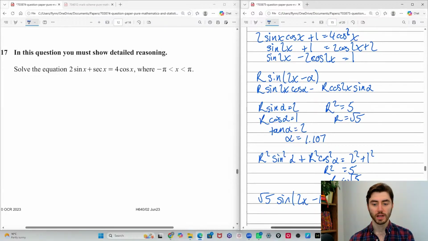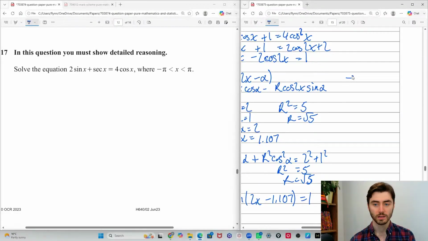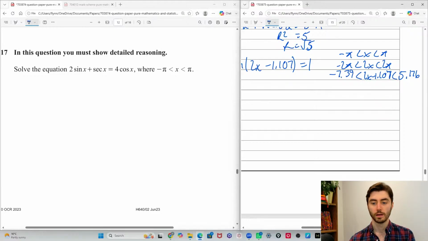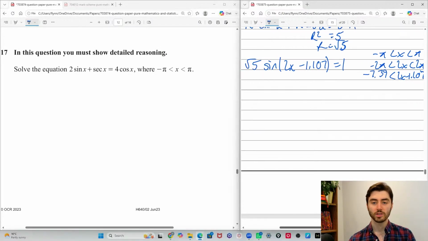And we need to transform our interval at this point. So if it was minus pi to pi for x, let's double it up first and then subtract. So minus pi minus 1.107 is minus 7.39. You can't see a thing that I'm doing. And on the top end would be 5.176. So that is the range I'm looking for.